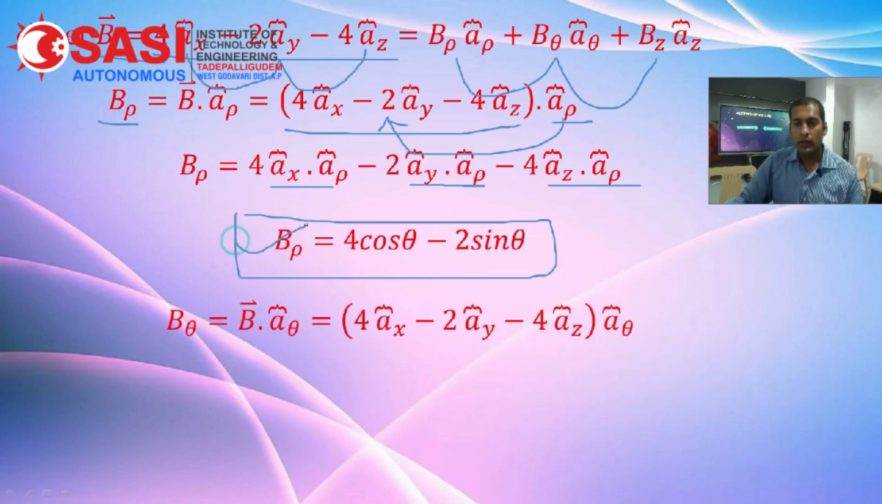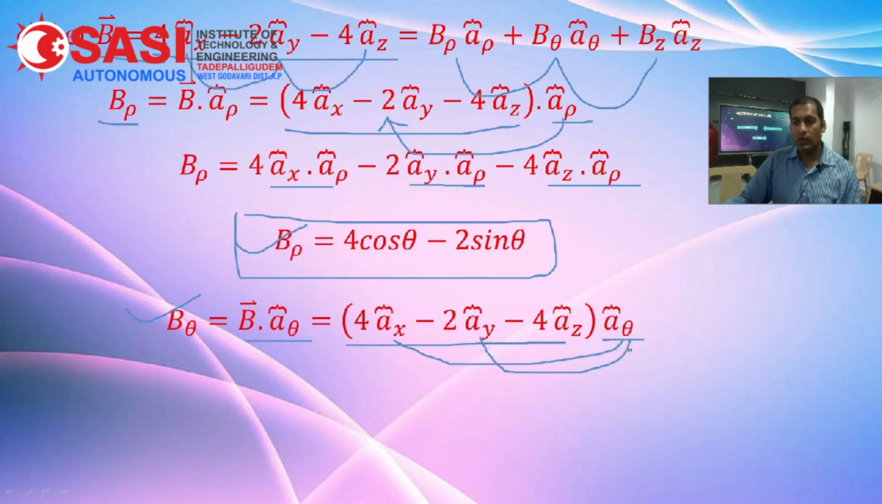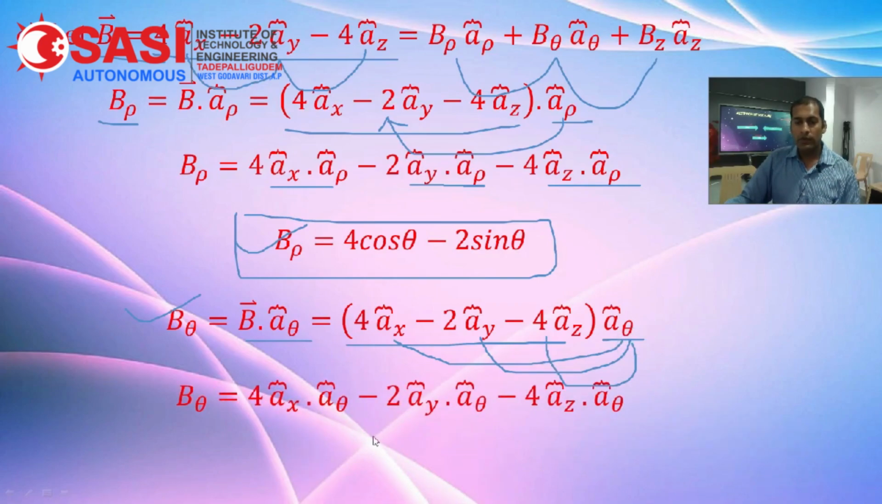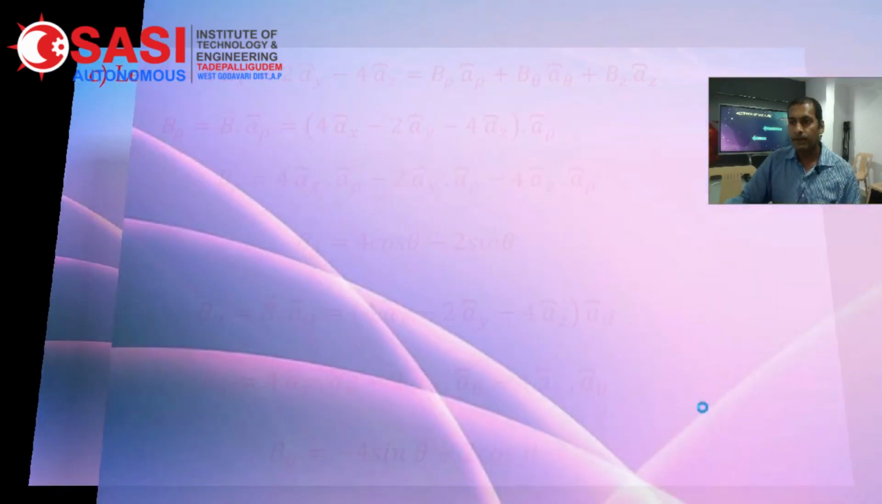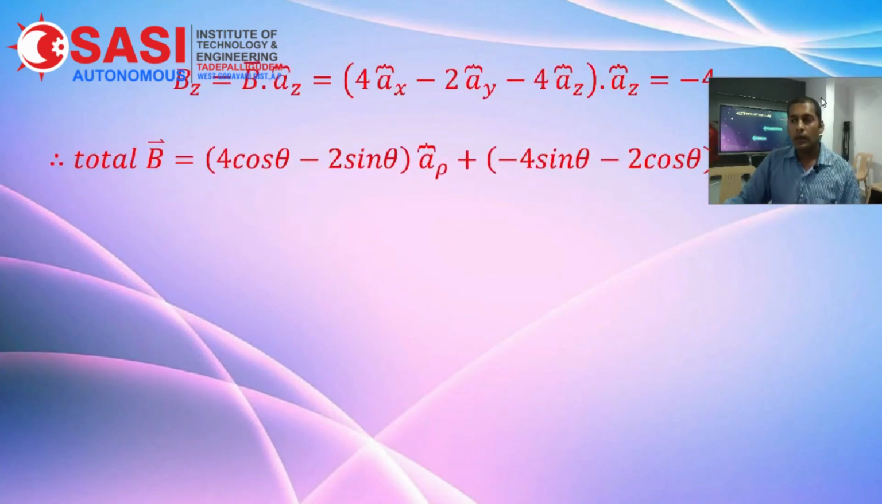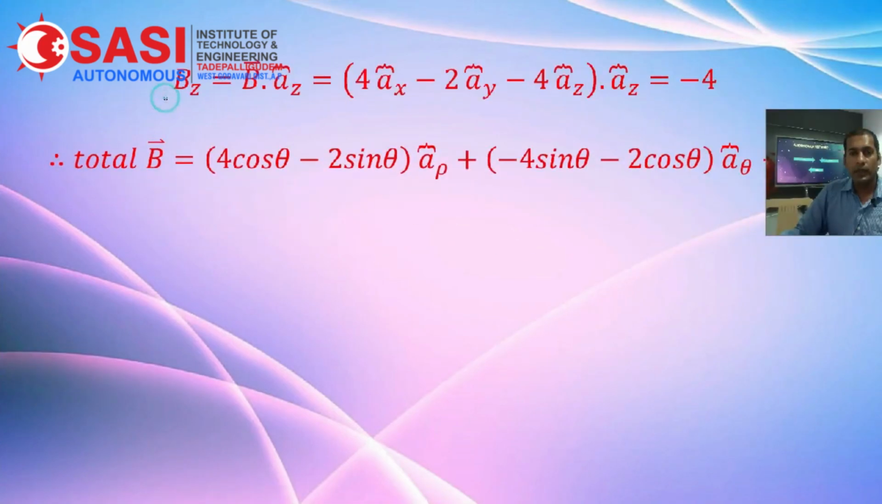This is about B_r. Similarly, we can calculate B_θ. B_θ is the magnitude into a_θ cap. Now one by one we will take the dot product of a_θ with all three. After simplifying we get minus 4 sin θ minus 2 cos θ. Then the third one, B_z, magnitude into a_z. Again we simplify it and we get minus 4.